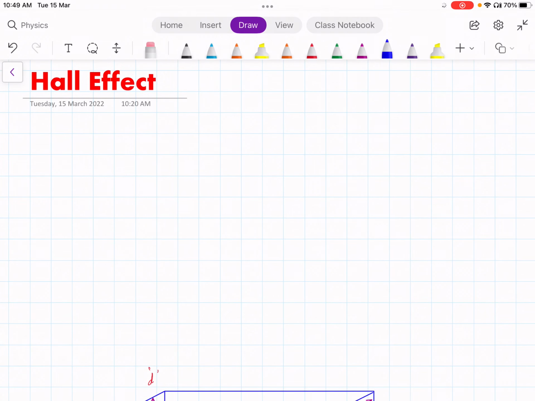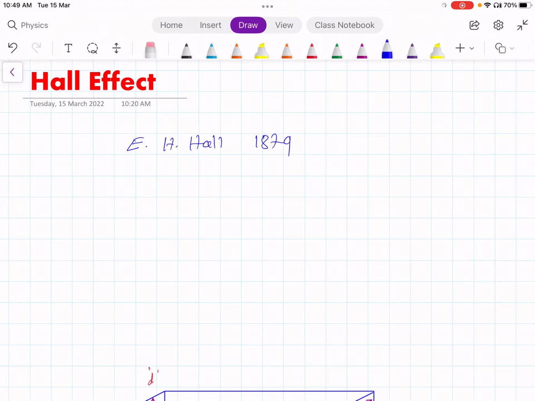Hall effect. This effect was observed by the scientist E. H. Hall in 1879, and so it is called Hall effect. The Hall effect is observed in both semiconductor as well as in the conductor. So let us see what is this Hall effect.